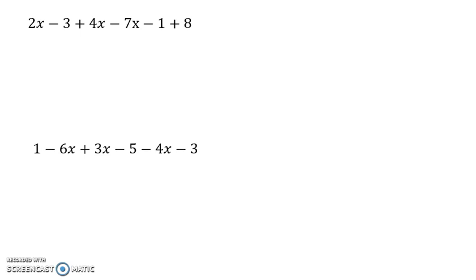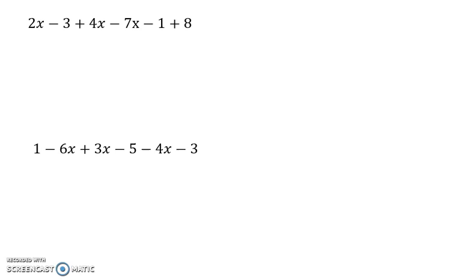Remember, like terms have to have the same variable and they have to have the same exponent on those variables. Both things have to match or they're not like terms. So let's look at this first expression. We have 2x minus 3 plus 4x minus 7x minus 1 plus 8. That's a lot of terms. We're going to see how far we can simplify.